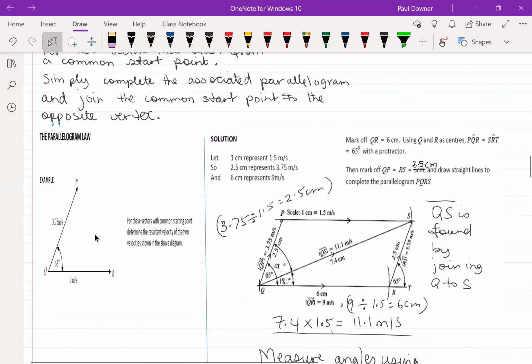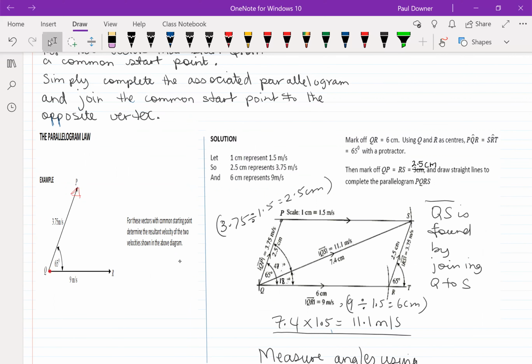So let's say you had a situation like this where you had these two vectors. If you notice, there's a common start point here. That common start point is at Q. One vector, QP, is going in this direction, and the other vector, QR, is going in this direction, right? They both start at the common start point Q. So how would you go about finding the resultant of these two vectors? You cannot use the triangle law like we just did because they are not going in a clockwise or anti-clockwise direction. Here, they are both starting from a common start point Q. And therefore, we have to use the parallelogram law.